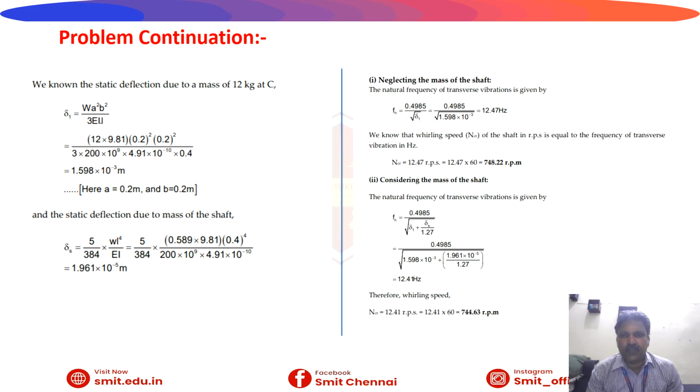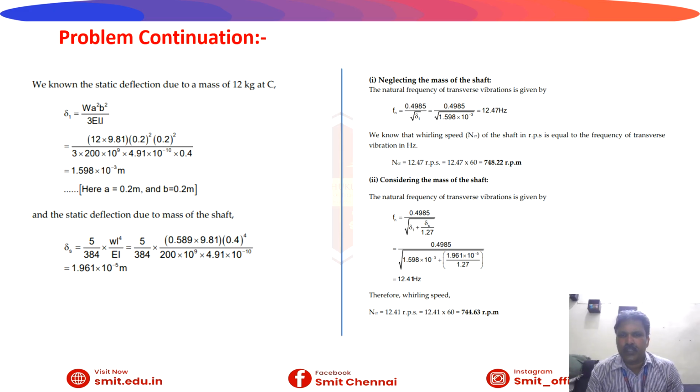Neglecting the mass of the shaft, for that, what you have to use? Fn equal to 0.4985 by root of del. Just use the values, you will get 12.47 hertz.